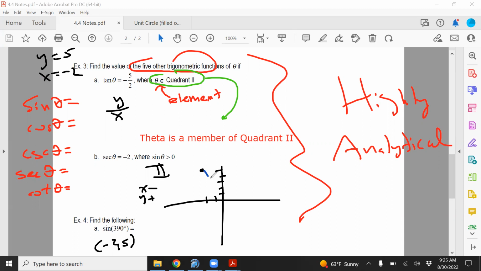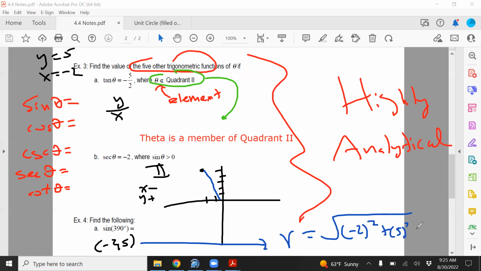So that's where you take the pieces of the puzzle. You know tangent is y over x. You're in the second quadrant, so you have to be right here. So x is negative, y is positive, and those are my coordinates, -2, 5. If I know the coordinates, I can get r now, right? What's r going to be? Right, you got it. Thank you, Iris.